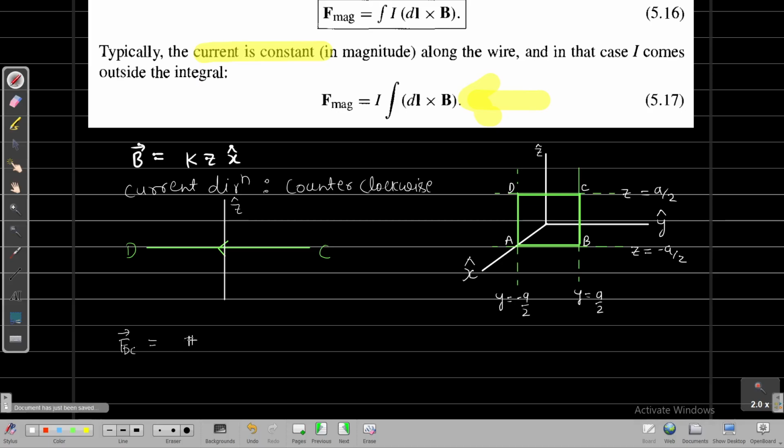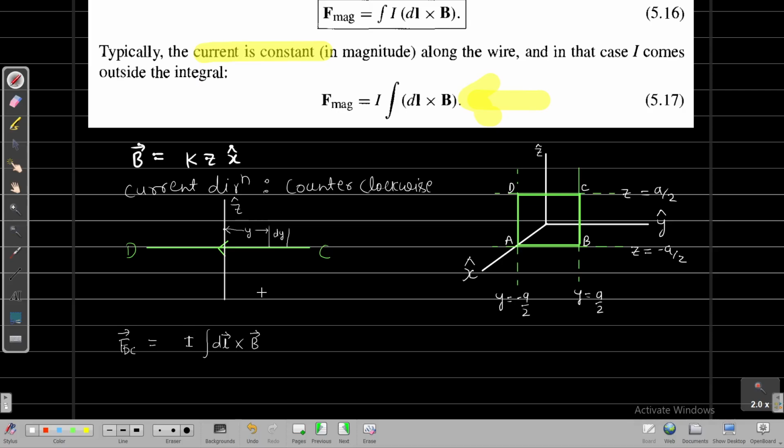So the force vector FDC or CD, whichever you write, will be equal to I dl vector cross B vector. Now I am considering an infinitesimal element of length dy, and I am going from the z axis towards C. Why am I going in this direction? Because that will decide our limit of integration. The whole problem that you were confused about was that only.